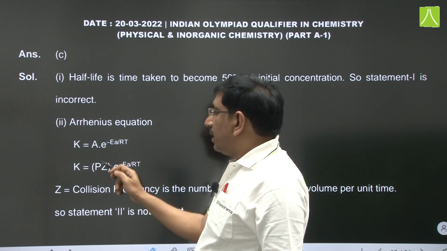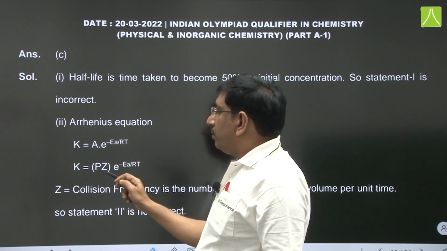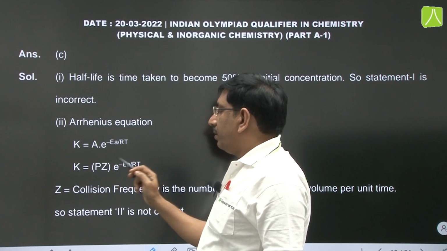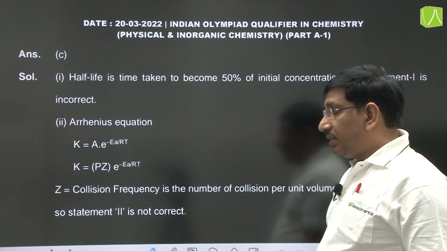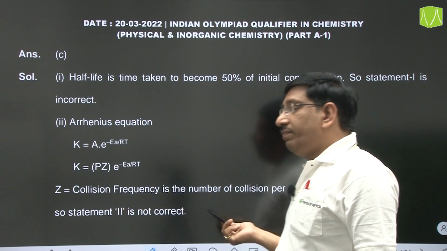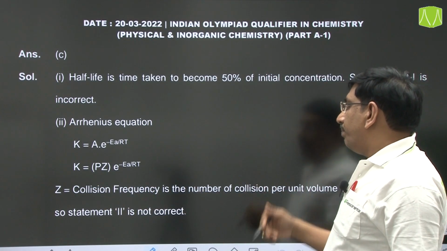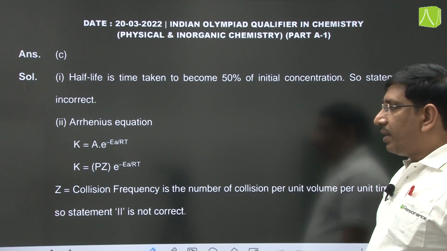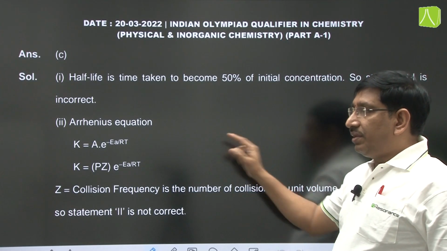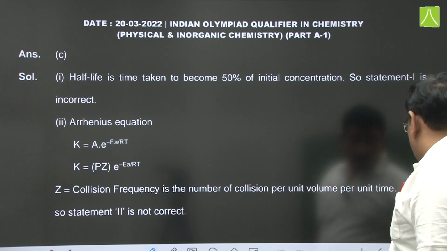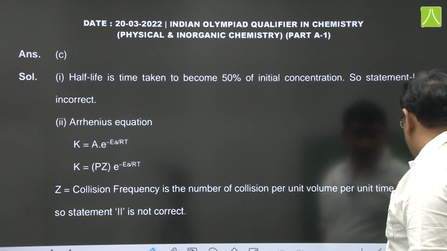Now, A means Arrhenius factor. It is equal to P into Z, the orientation factor and collision frequency product. Now, collision frequency means what? It is the number of collisions per unit volume per unit time, and it is not the same as the rate constant. So, this statement is incorrect.